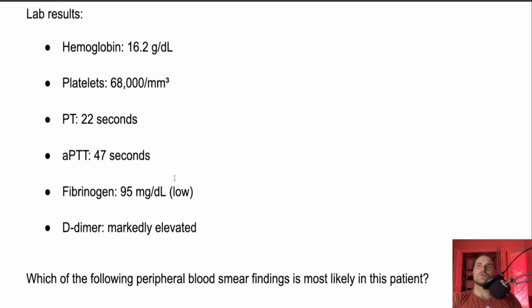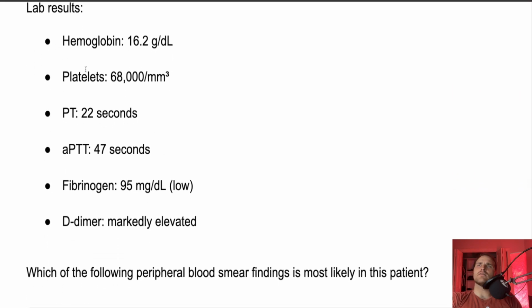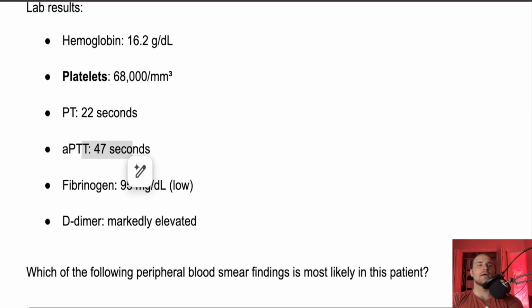And let's look at this stuff. Ooh, okay, hemoglobin is fine, kind of nice. Look at those platelets though. Ooh, I'm going to highlight on the left side because it's low. Look at those PT and PTT. Okay, so we should be forming some ideas in our mind.